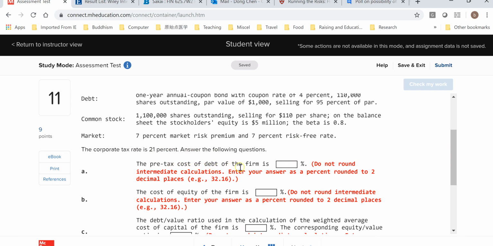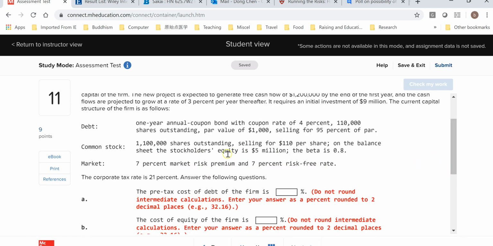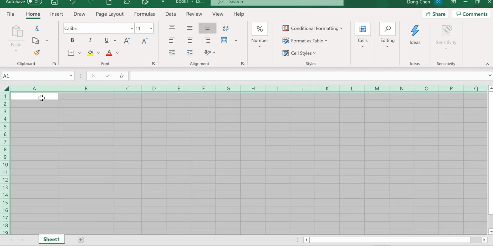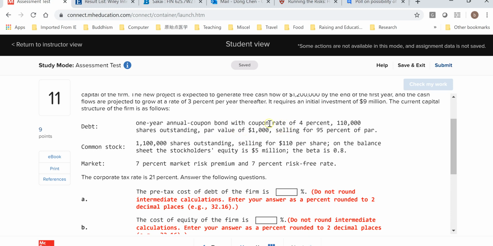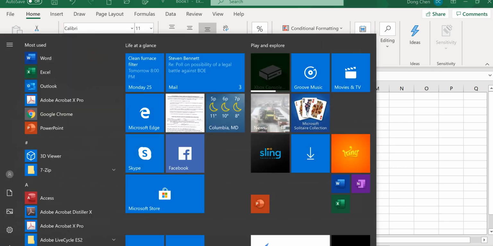The pre-tax cost of debt of the firm is. So the pre-tax cost of debt is basically the yield to maturity of the bond. So given the characteristics of the bond, we should be able to calculate its yield to maturity. So B here stands for the bond. So let me list the characteristics of the bond. So this is a 1-year annual coupon bond.